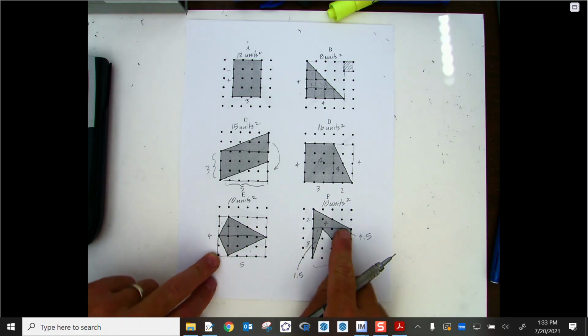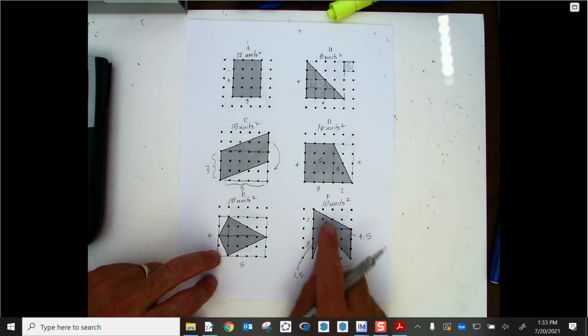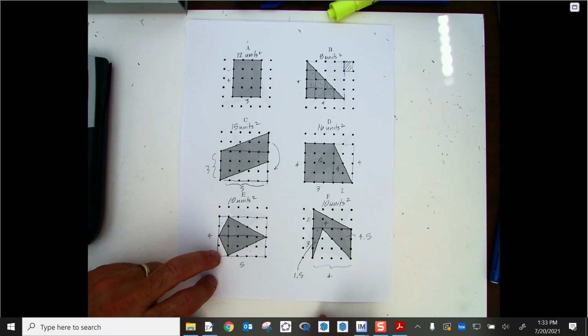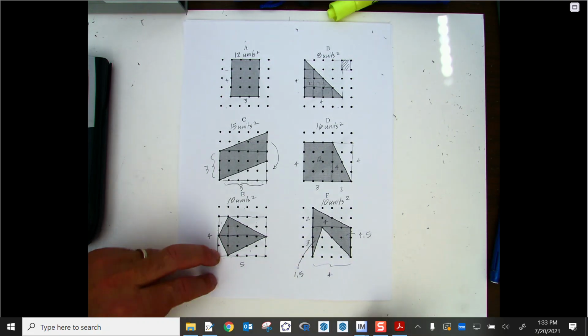And interestingly enough, these guys have exactly the same area, right? I think that's right. 4, 2 is 8, 8, 4, yep. That's a 3, and that is a 4.5, yep. 6 plus 4 is 10, yes.